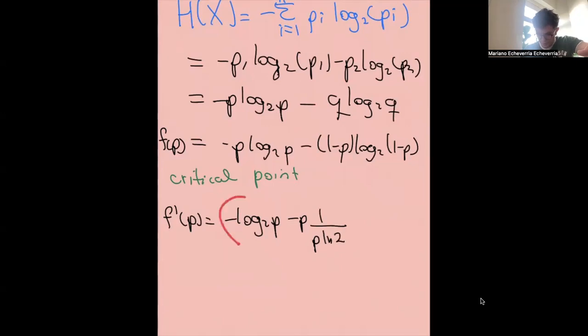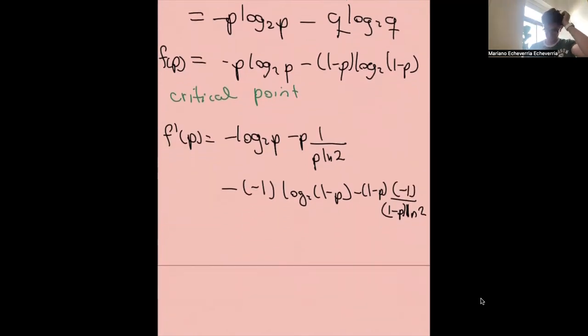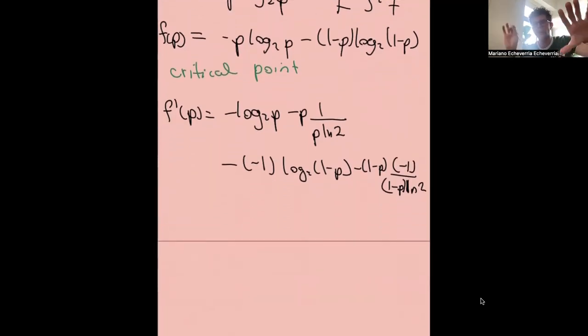So that's what you get when you take the derivative of the first term, and then you do the product rule again on the other one. You have to be a little bit more careful here. So it's -1 times log base 2 of 1 minus P, and then minus 1 minus P times, again, the natural log of 2, and the derivative by the chain rule of what's inside is this. So the derivative is not as bad as it seems. I just need to simplify it a little bit.